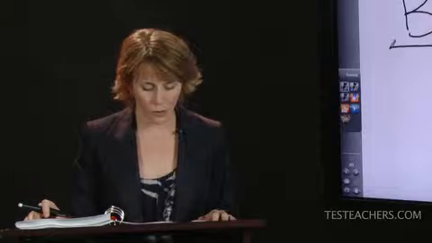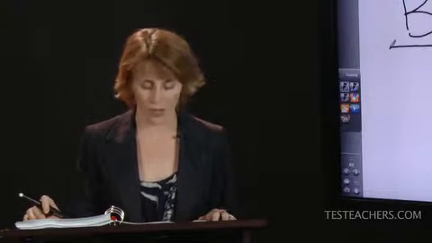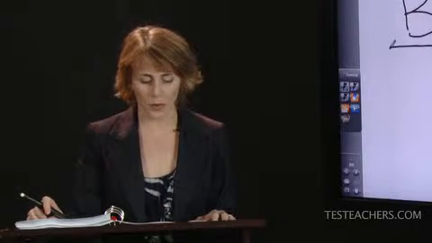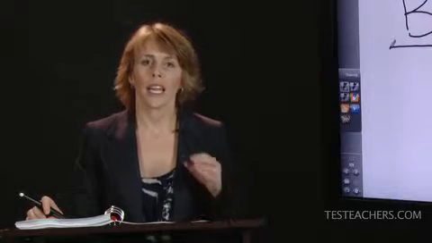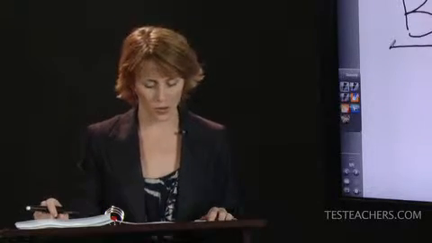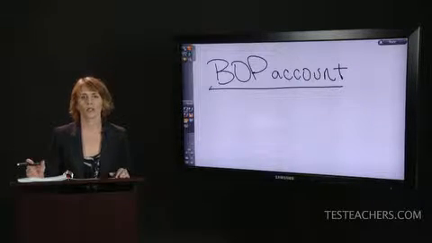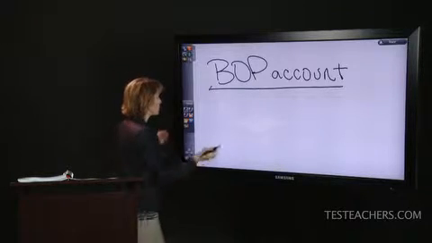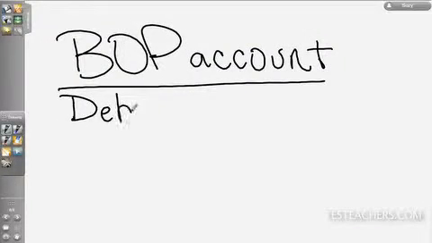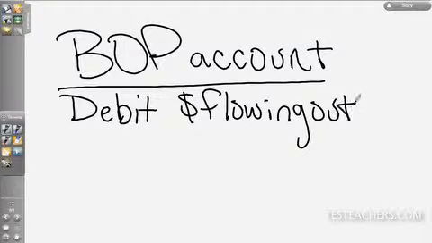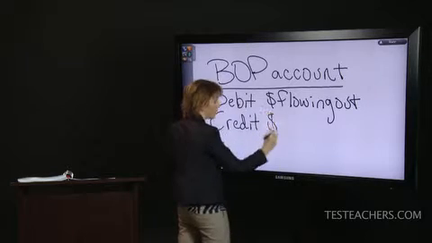It shows the sum of transactions, financial transactions, as well as transactions that involve goods and services between individuals, businesses, and government agencies in a country with the rest of the world. So the balance of payments account. Anytime a transaction occurs, there's always a credit and a debit. So when you have a debit to the balance of payments account, that is money flowing out of a country. So it would make sense that if the balance of payments account had a credit, that would be money flowing in.